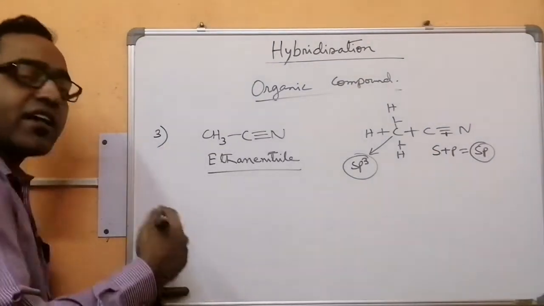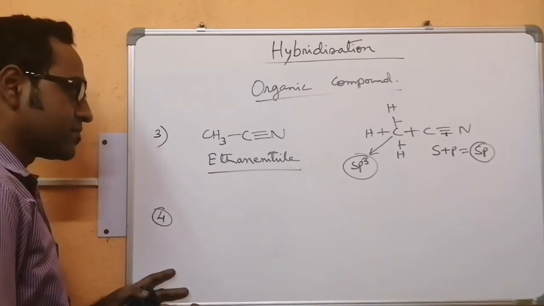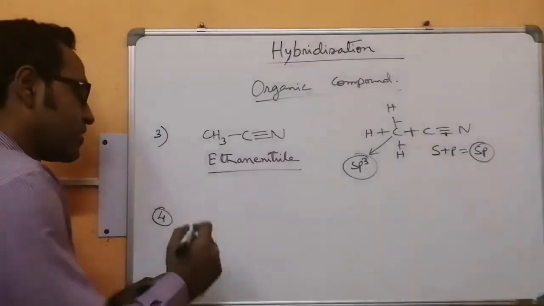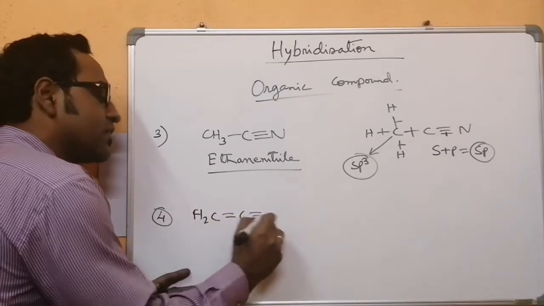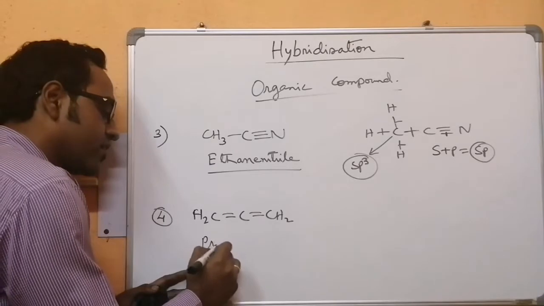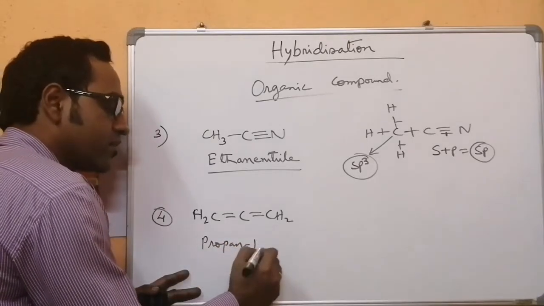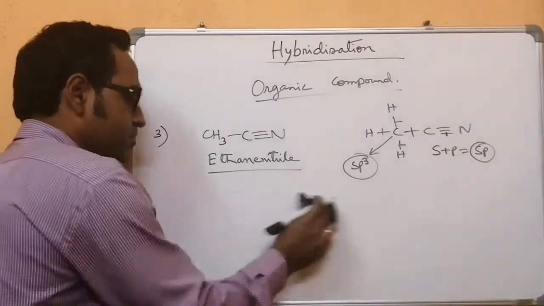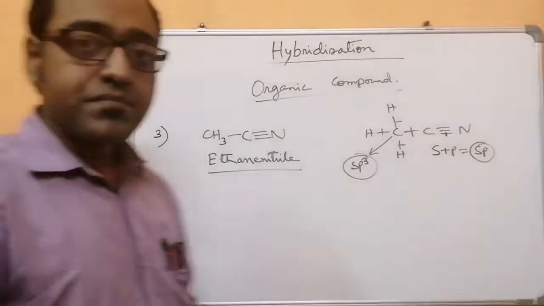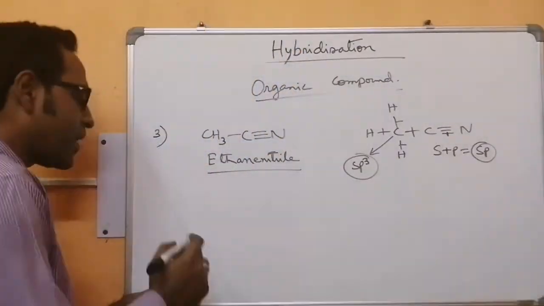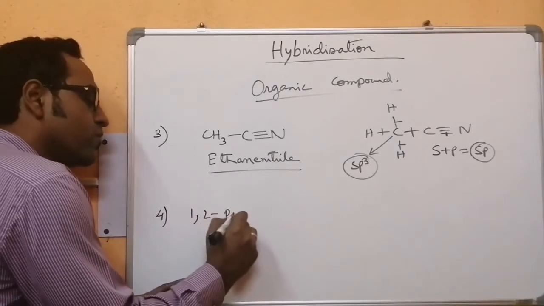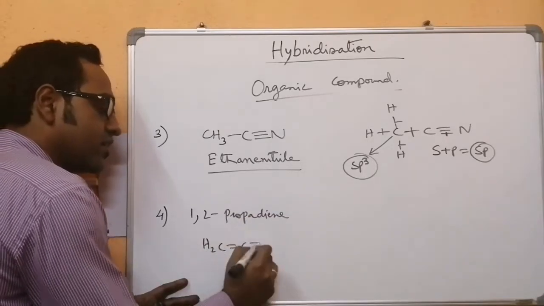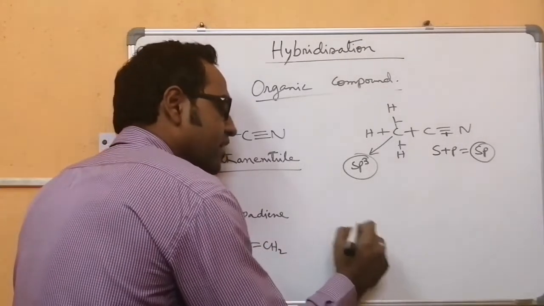Our fourth example and the last example is H2C double bond CH2. This is called propene. Our next example is 1,2-propadiene. So the structure is H2C double bond C double bond CH2. So again we will write the structure like this.